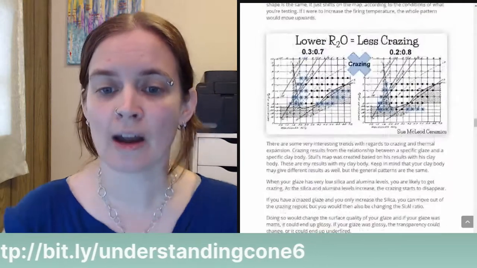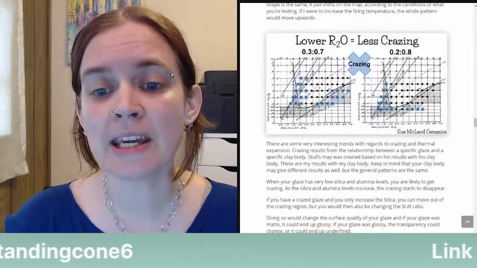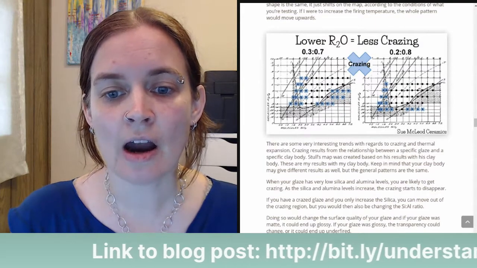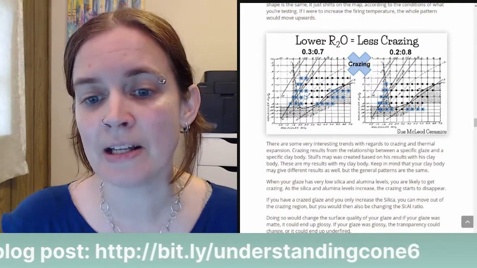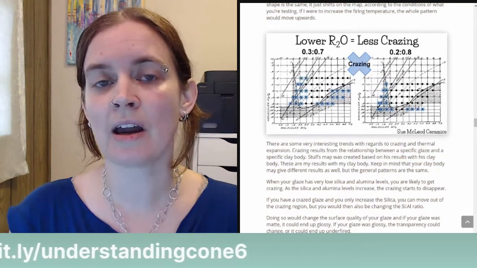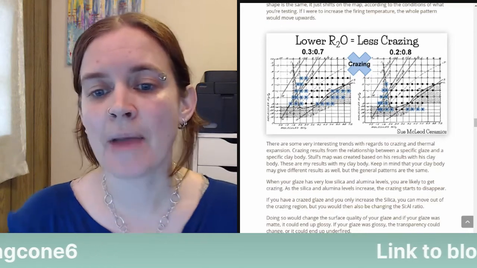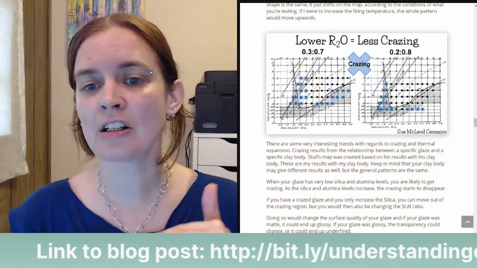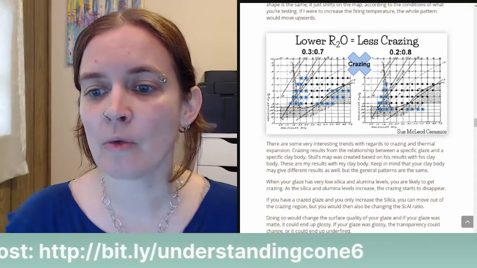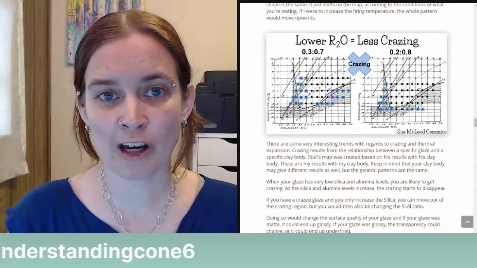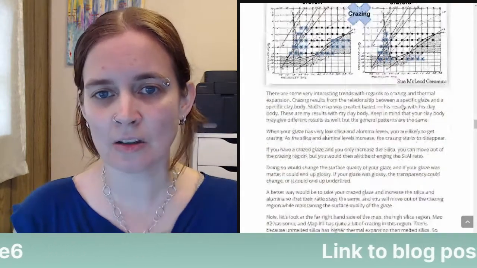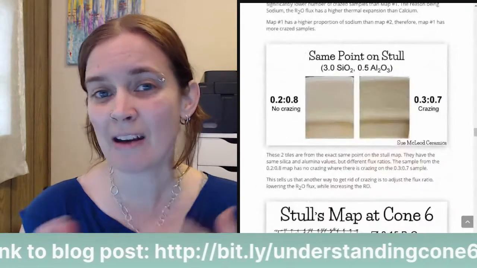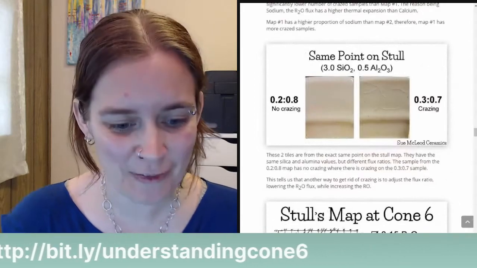So 2 ways to get rid of crazing: if you're in this section here where your silica and alumina levels are quite low, then you can move up and to the right by increasing both your silica and alumina while keeping the proportions the same, and move out of the crazing region. Or you can adjust your fluxes, bringing your R2O down and your RO up, and that could potentially also eliminate crazing. So there are many ways to solve these issues, and you can try all of them. If you're having crazing issues, you can play around with the chemistry of your glaze formulas and see if you can fix it.